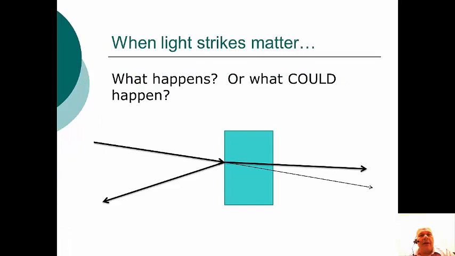Now, if you think about it, if I shine a beam of light on an object, a piece of matter, there's only really three things that could happen. Either it's going to go straight through, as though the material's not even there, it might bounce off, or maybe some of it gets absorbed as it goes through, so less comes out the other side.